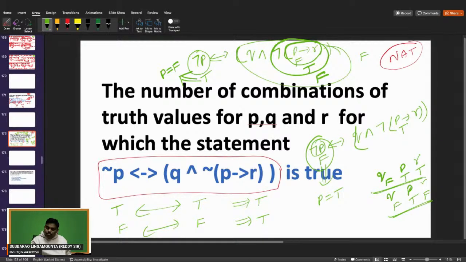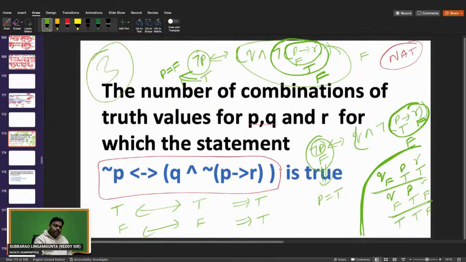Let us assume that Q is true. P is already true. R will have to be false, so true and false will become false. I think, in my opinion, three combinations. So the number of ways to assign the truth values to P, Q, R such that the given statement is true becomes three ways.